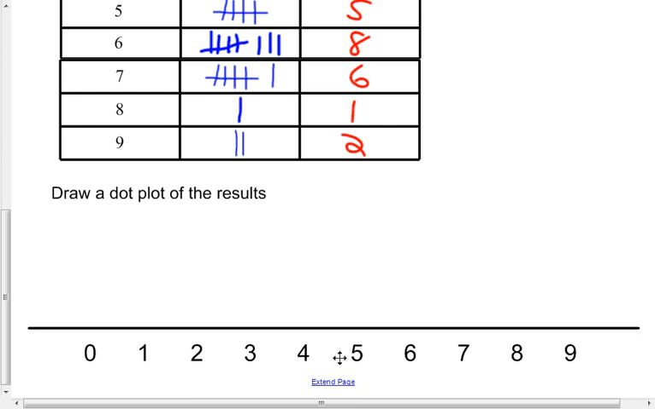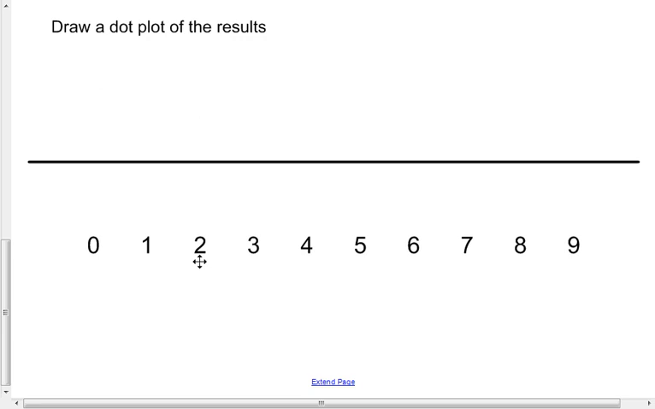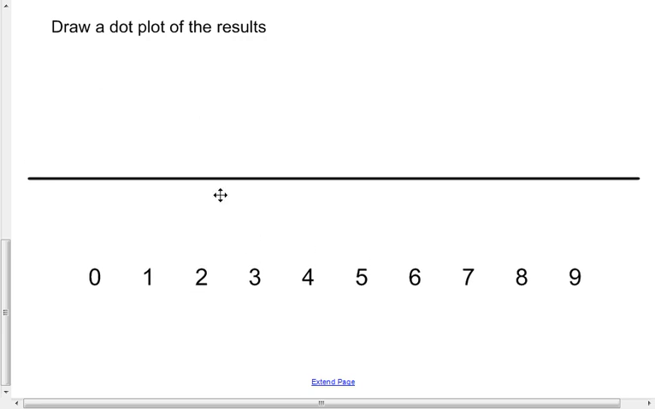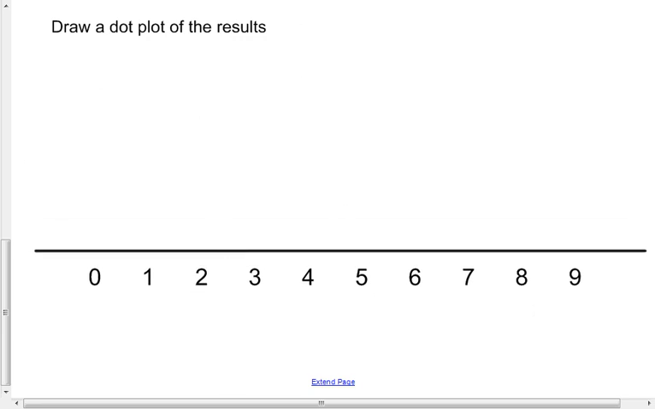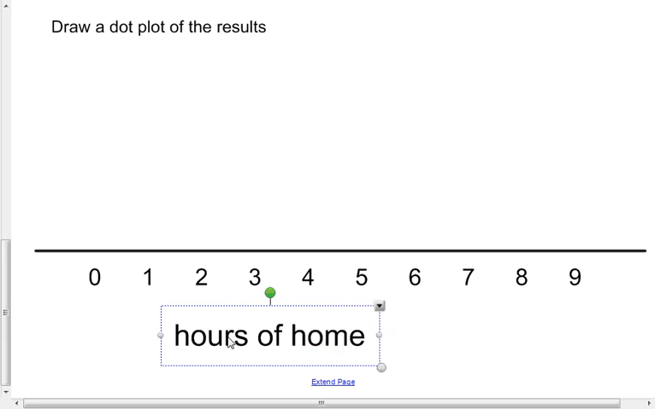So we basically just labeled the axes. And we labeled them with these values, but we should also label it explaining what these numbers represent. So these numbers represent the hours of homework. Hours of homework. Okay, this is the hours of homework.